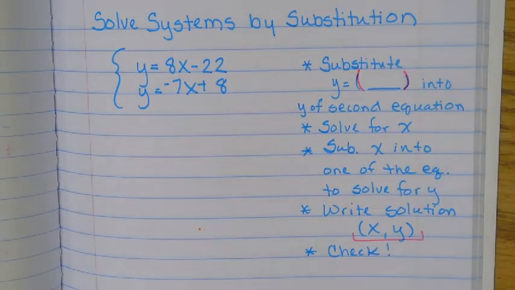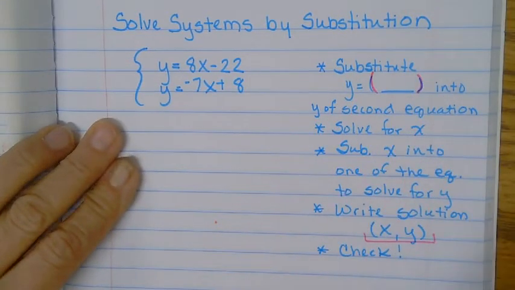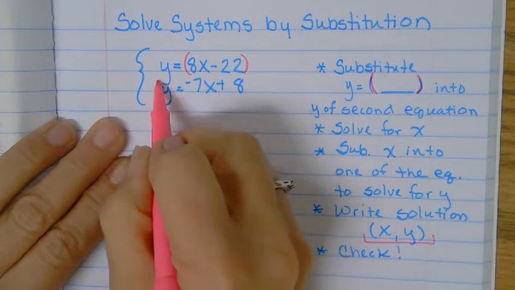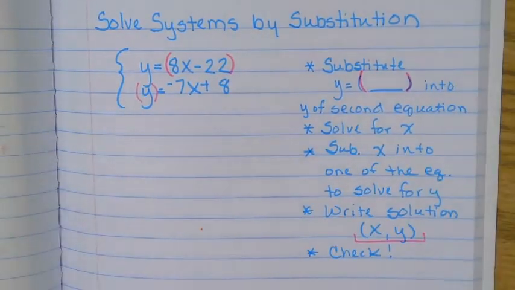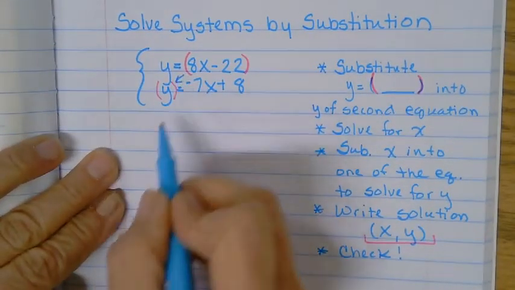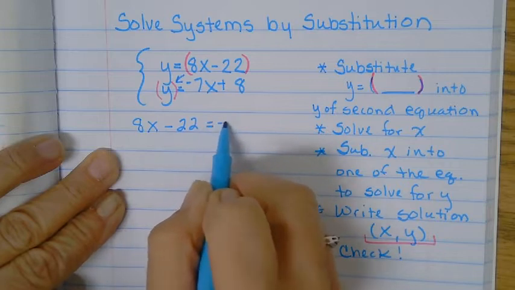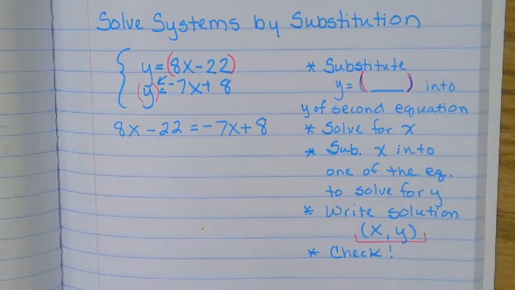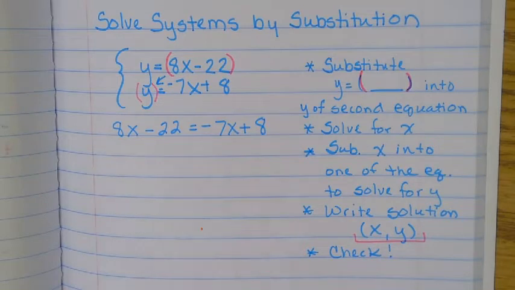So let's actually do it so it makes more sense. The first step was to substitute the y equals into the second equation. So I'm going to take this part and put it in place of the y in the second equation. So you're just flipping it. I'm going to put this in here. So it's going to be 8x minus 22 equals negative 7x plus 8. Since they're both equal to y, they have to be equal to each other. That's basically what that represents.